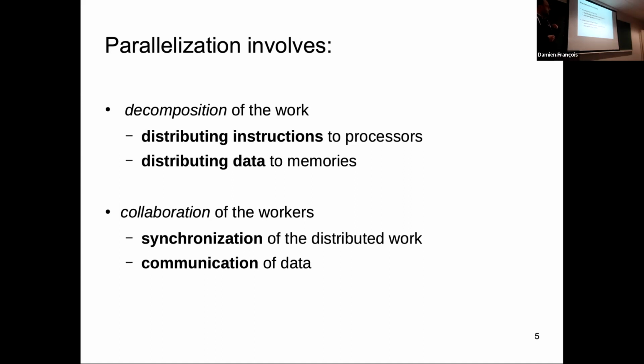And the second item is the collaboration of the workers. So we need to make sure that the workers work together so that they actually do something which is more interesting than just the replication of the same work. And that involves synchronization of the distributed work. At some point, the workers will have to stop all at the same time to resynchronize their status and to share information, so communication of data between workers.